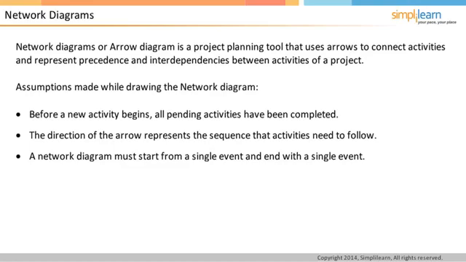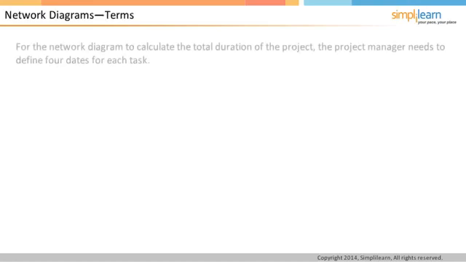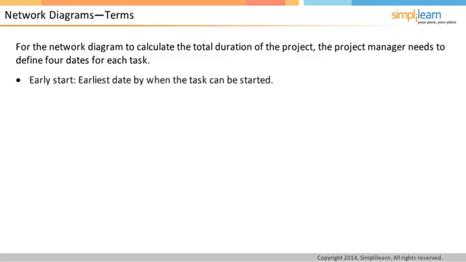For the network diagram to calculate the total duration of the project, the manager needs to define 4 dates for each task. The first 2 dates relate to the date by when the task can be started. The first date is early start. This is the earliest date by when the task can start. The second date is late start. This is the last date by when the task should start.